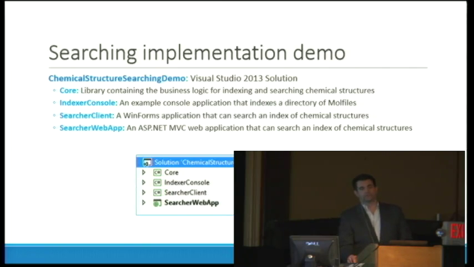We've got 4 libraries. We've got a core library that contains all of the structure indexing and searching functionality. I've got an indexer console, which is just an example console application that shows how to index a directory of mol files. I've got a searcher client. This was fun to go back in time and build a WinForms application that can be used to search an existing index. And then I've got an ASP.NET web application. It's a little more full-featured, called Searcher Web App. And that's actually what I will demo in a little bit.